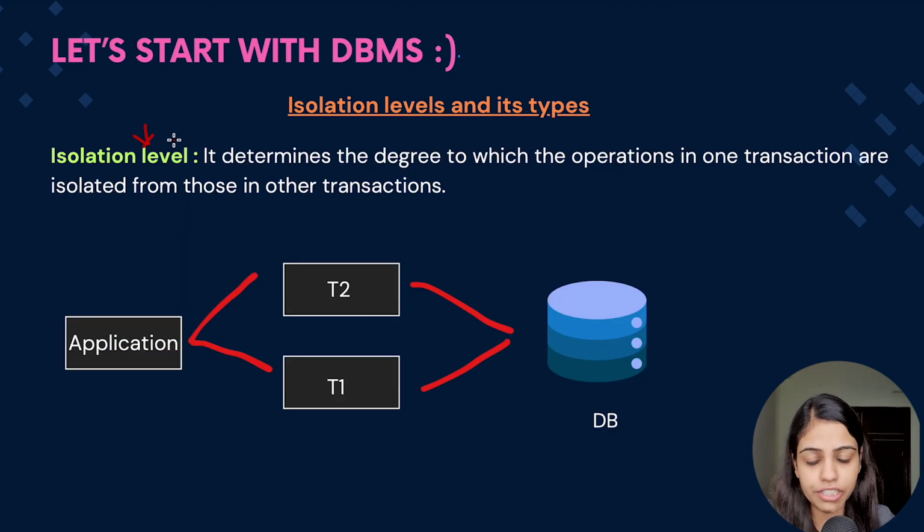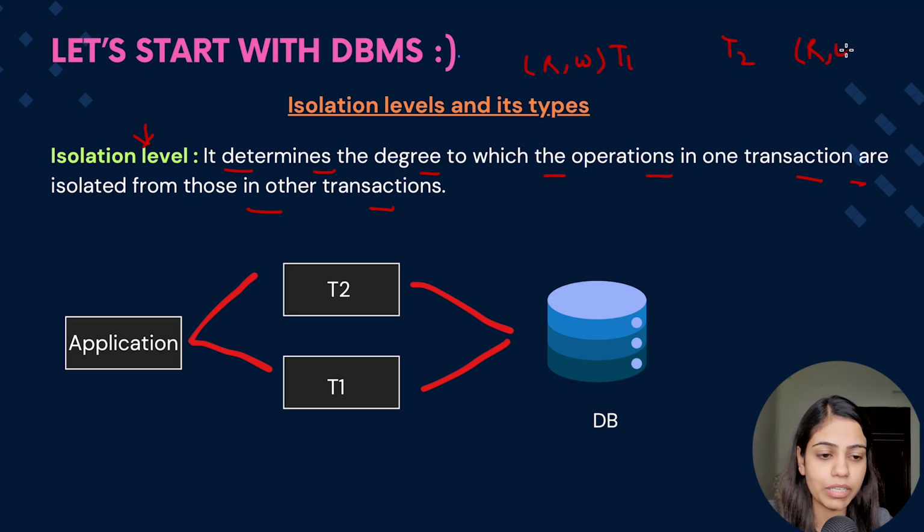So what is an isolation level? It determines the degree to which the operations in one transaction are isolated from another transaction. So if there are two transactions T1 and T2 and some set of operations happening between them, what is the extent to which these operations are isolated from each other?